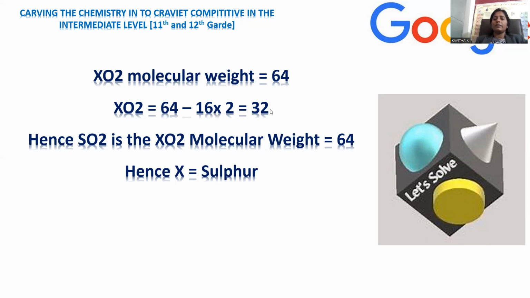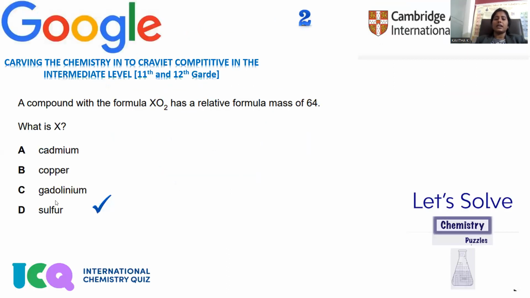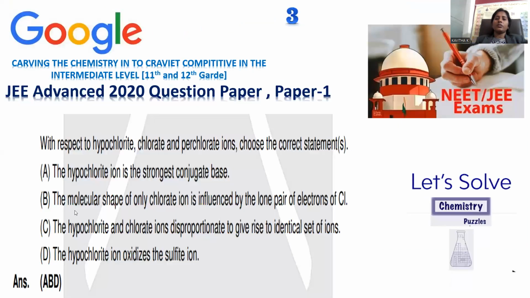That unknown element's atomic mass is 32, so the atomic number is 16. The 16 atomic number element in the periodic table is sulfur. So if sulfur is substituted, it again maps exactly with the molecular weight 64, so X is regarded as sulfur. For question number 2, option D will be the correct answer. Move on to question number 3. This question is collected from the JEE Advanced 2020 question paper, paper 1.